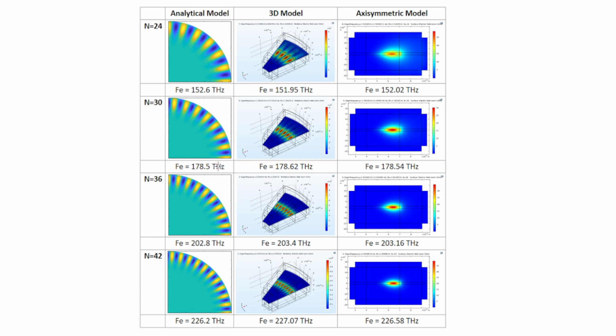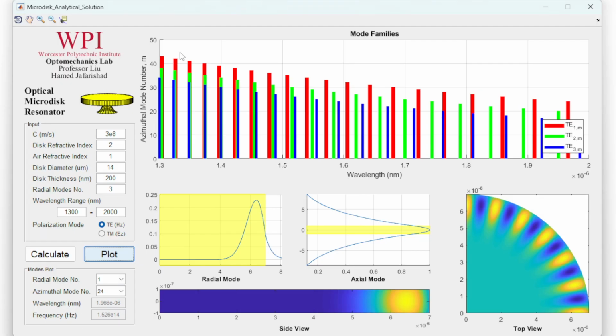So we can say here that the analytical model can give us quite good results, and it doesn't need as much time as FEM models need to solve a problem. And that is the analytical model for an optical microdisk resonator.